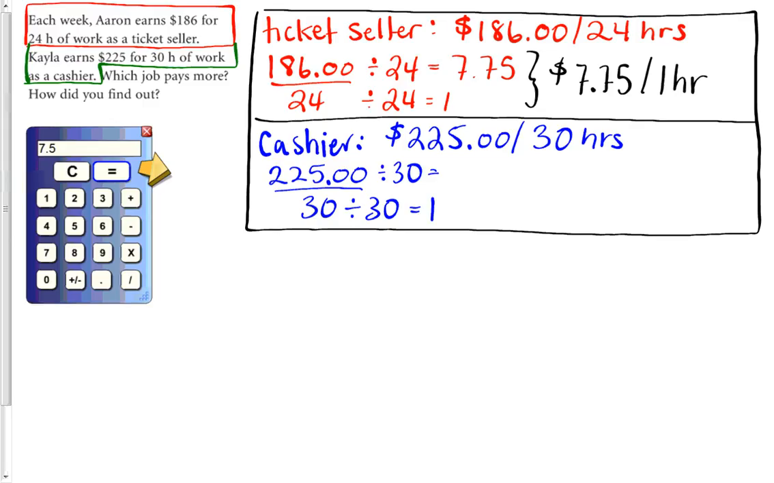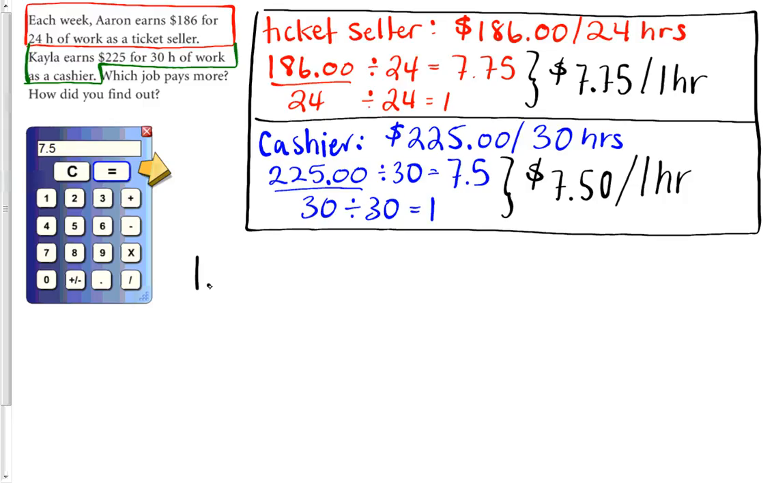Okay, so this is actually quite a bit closer than most of the ones that we've done before. We have to remember with that 7.5 that we're talking about money, right? So we can't put $7.5. We would have to put $7, and then of course that absence of any second digit means it's $7.50. So $7.50 per 1 hour. So now we've found our two unit rates for each one. And now we have to answer our question.